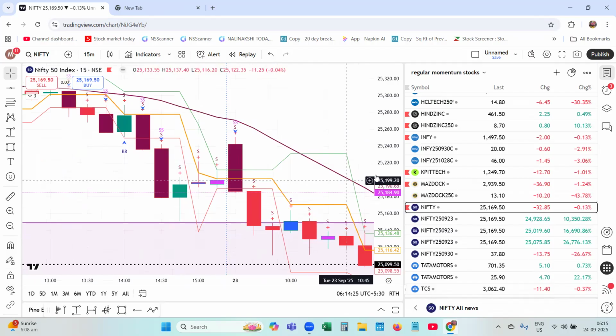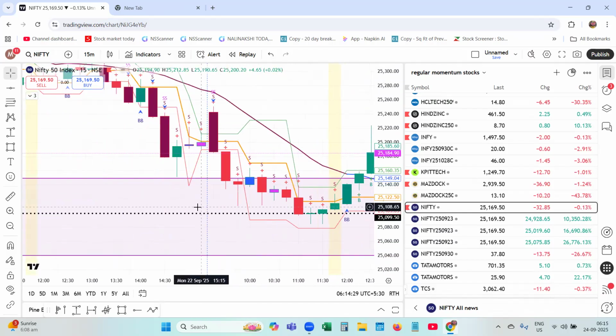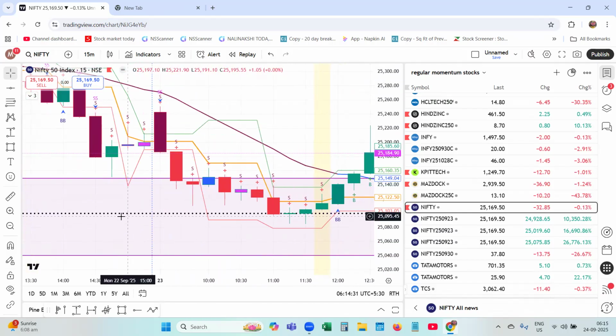You need to see on the higher time frame whether it is a buy or sell. Then only you need to go to the lower time frame to look for the suitable entry.